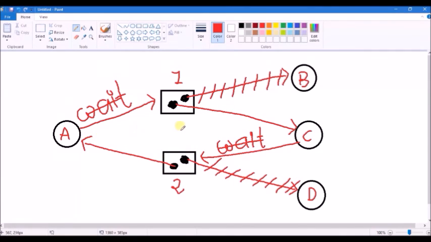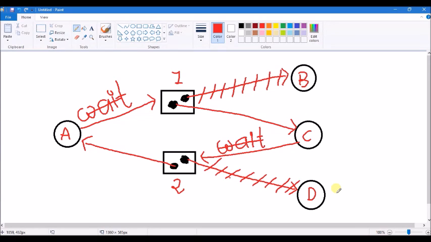So if there is a cycle in the resource allocation graph, the system may lead to deadlock but it never ensures deadlock. But if there is always one instance of each resource, then if there is a cycle, it means there is a deadlock. So I think it's enough for today's lecture.